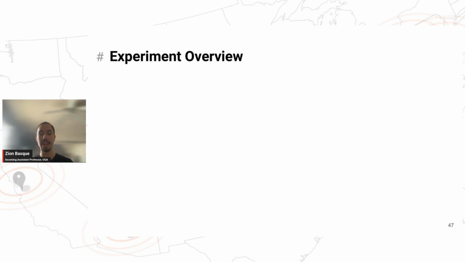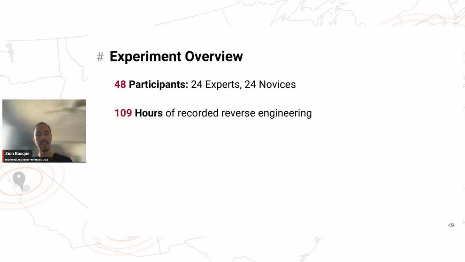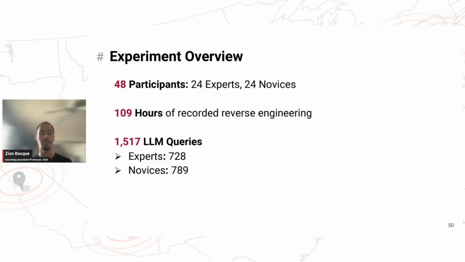and how many people we had and how much time it took. We had a total of 48 participants, 24 experts and 24 novices. These all were self-reported and then verified later by their experience and how fast they actually reverse engineered, which we found to be reflective of what they reported. Together, these two had created 109 hours of recorded reverse engineering progress and instrumented progress we saw within the decompiler. So it is a lot of data that we went through to understand how LLMs are actually affecting people while they reverse engineer. It also included 1,517 LLM queries, 728 by experts, and 789 by novices.